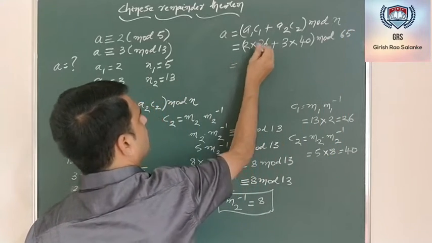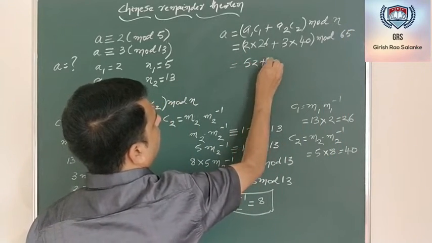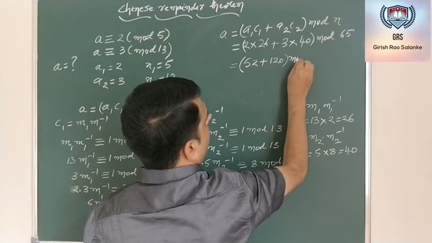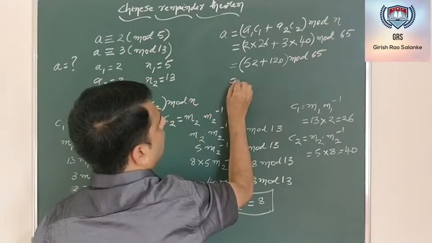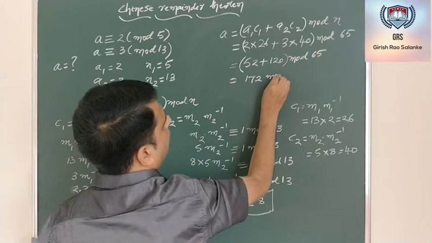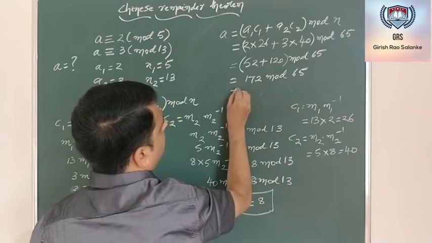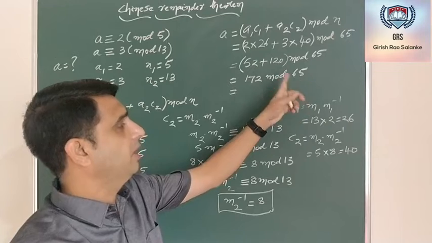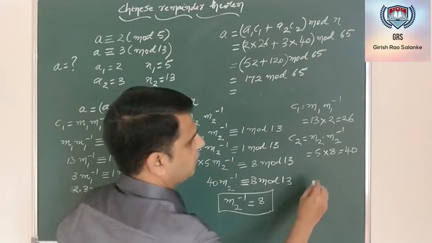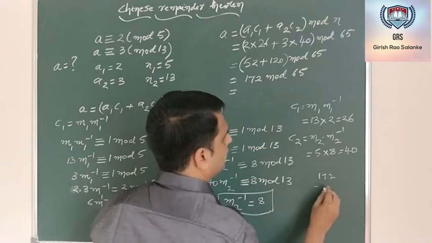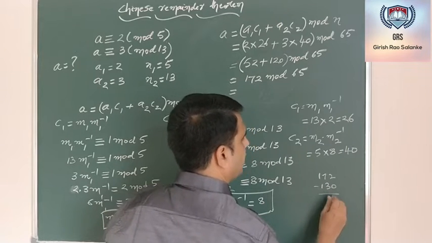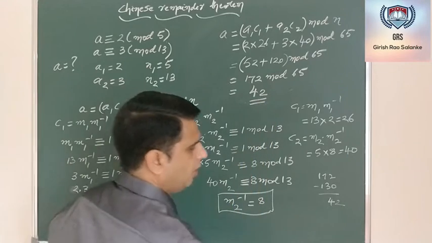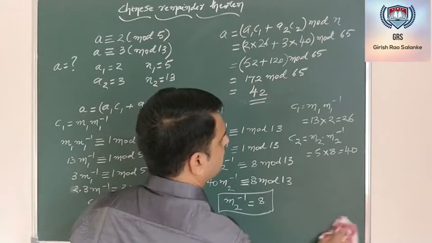So this is 52 plus 120 mod 65. Now 172 mod 65. 65 ones are 65, 65 twos are 130, 65 threes are 195. It is 2s. So 172 minus 130 is 42. So this value is 42. I got my A value as 42.